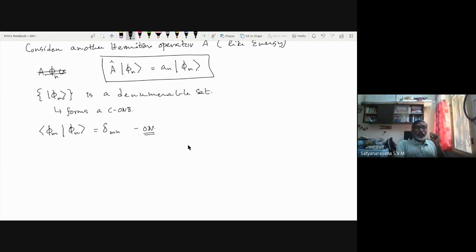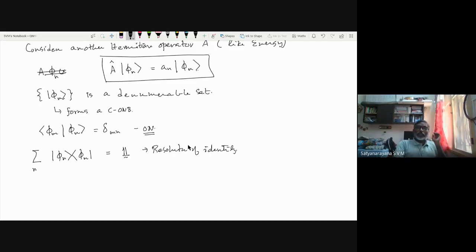And then what about normalization? Sorry, not normalization, but the completeness condition is that you take the outer product of phi n, and then sum over all possible n, just like the i, j, j, k, k that we have talked about. This should be equal to the identity. Now, this is the resolution of identity.